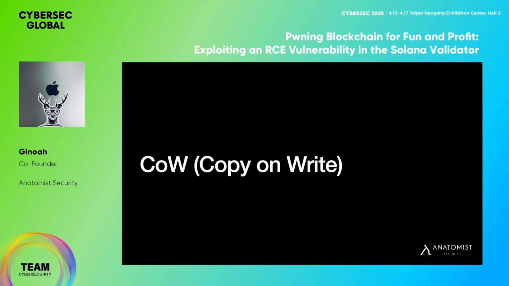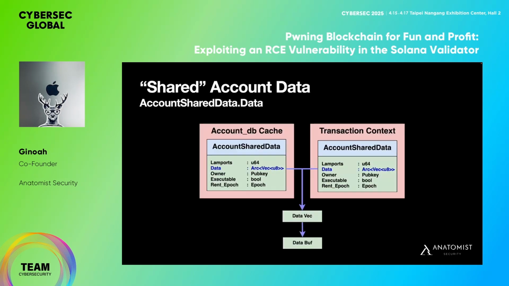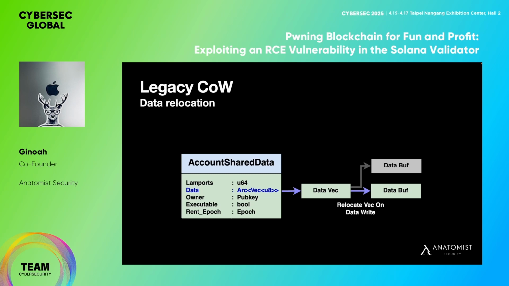Now that we have a basic understanding of the new data exposure, let's cover two concepts we skipped earlier: how copy on write is achieved and how the VM manages its memory. Remember the data in account share data, which is a reference of a vector. It actually points to the same data buffer as another account share data instance in the account database cache. The data is only copied when a write occurs. When a data write occurs, a new copy is created.